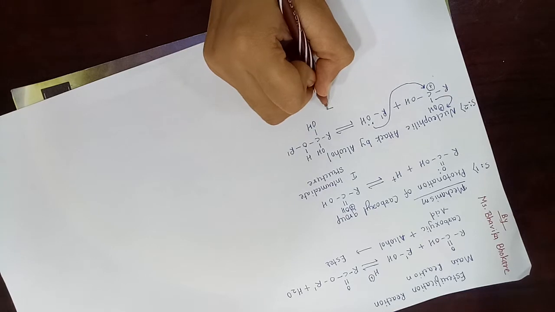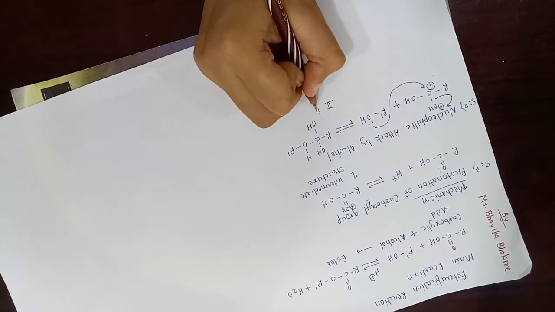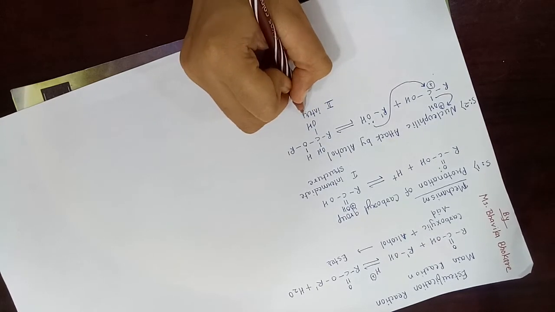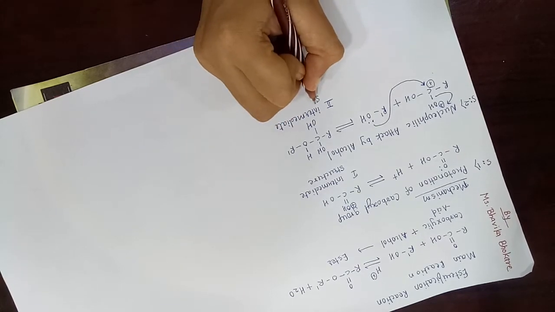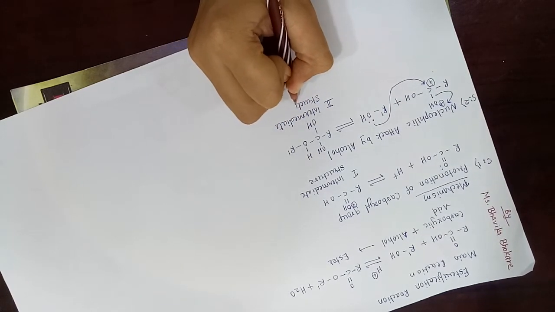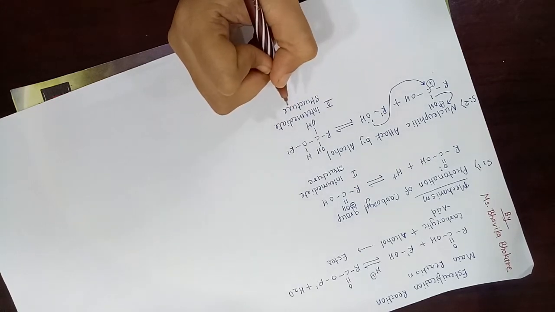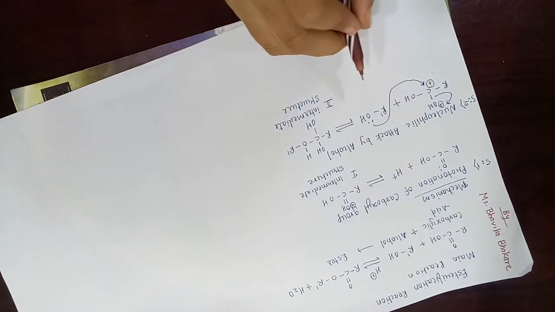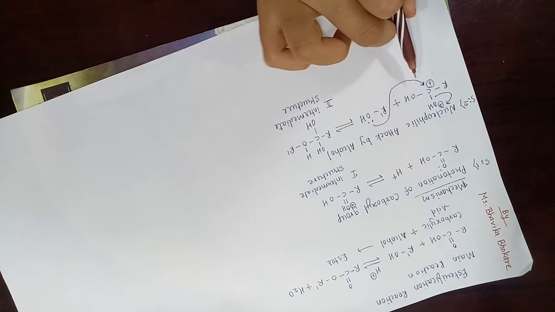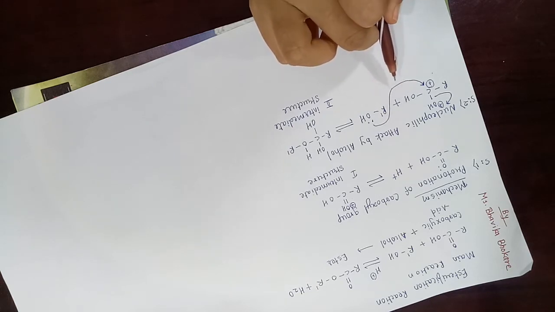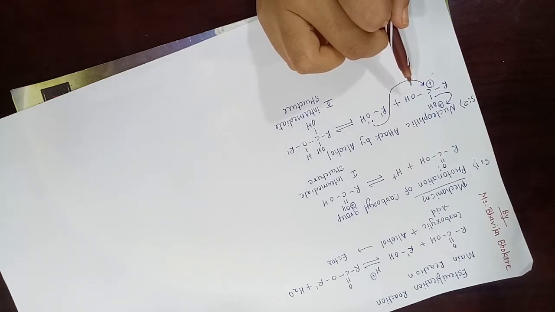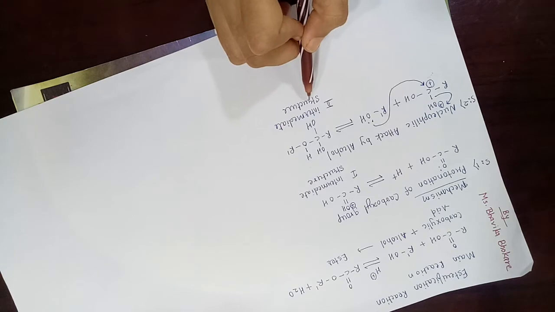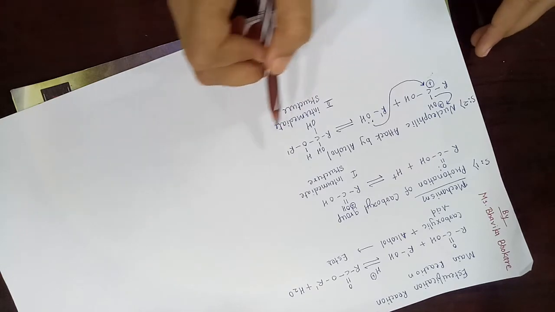This will form your second intermediate structure. Because oxygen has shared the electrons with the carbon atom, it will have the positive charge. This is your second step, where you get the second intermediate product.